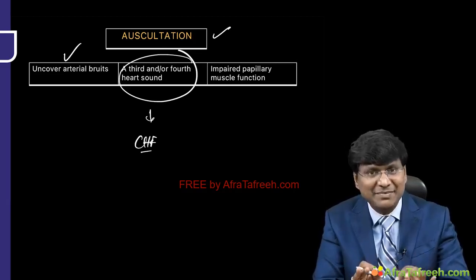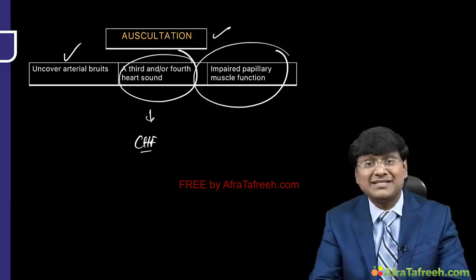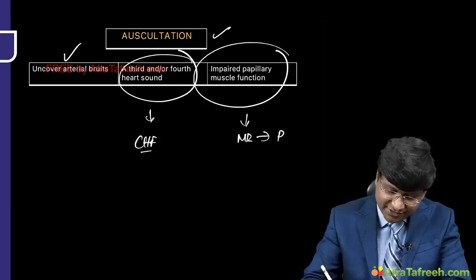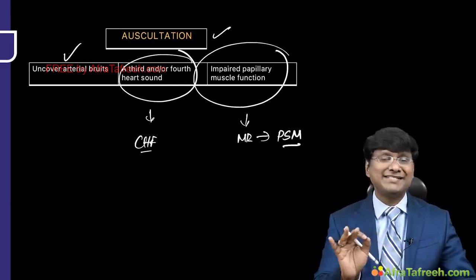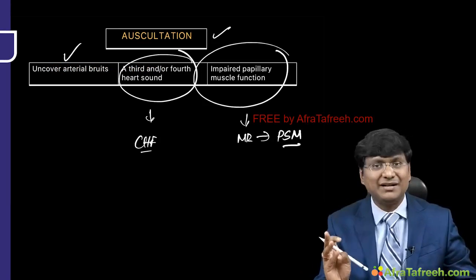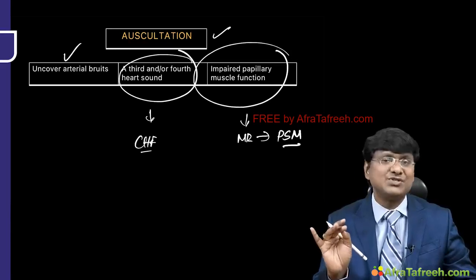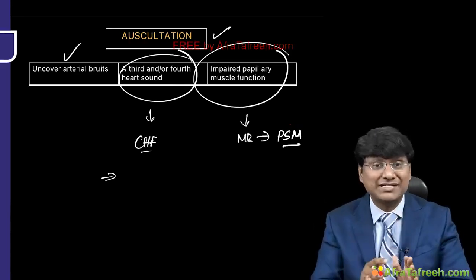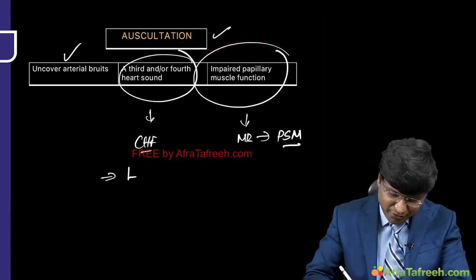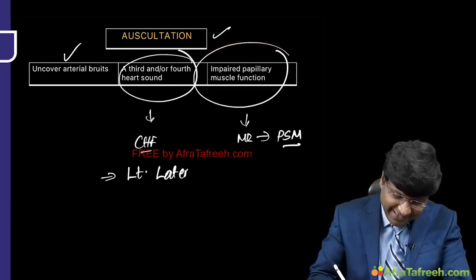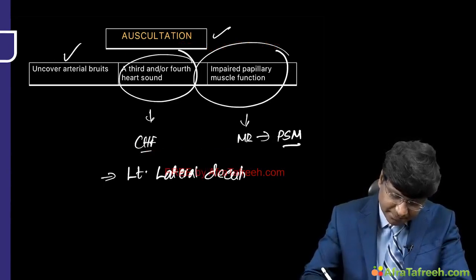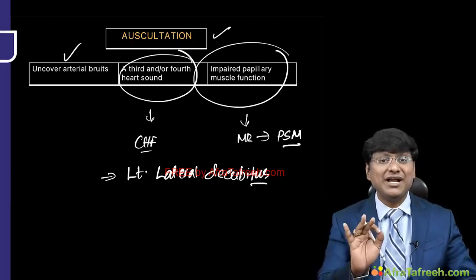And ischemia can also cause papillary muscle dysfunction, where the individual will develop mitral regurgitation, and once there is mitral regurgitation, there is development of pansystolic murmur. Okay, so in auscultation, what all do you need to look for? The presence of any arterial bruit, presence of S3, S4, presence of mitral regurgitation. Whenever you are auscultating, what should be the position of the individual? The individual should be in the left lateral decubitus position. This should be the position upon auscultation.